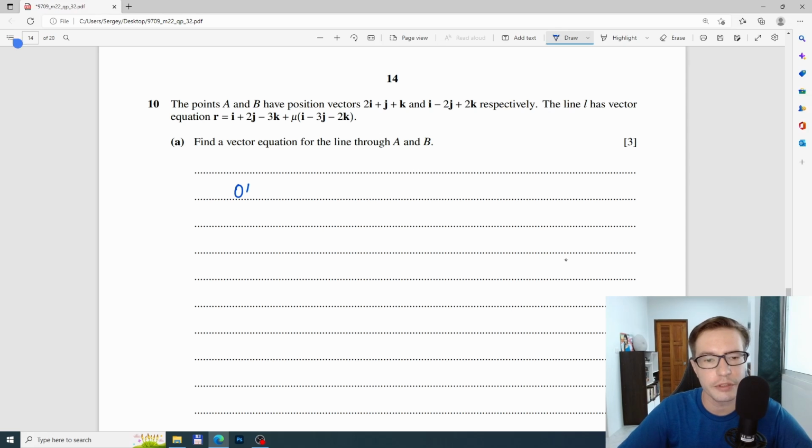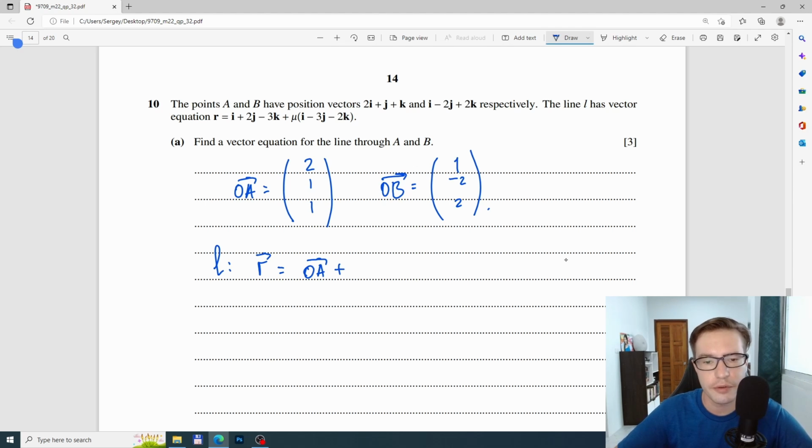First of all, I'll just write OA as the vector in a parametric form. So it's 2, 1, 1. And then the vector OB is going to be 1, minus 2, and 2. And first we're looking for the vector equation of the line through A and B. So this line has equation. First, we need the position vector of any point on this line. Let's say A.